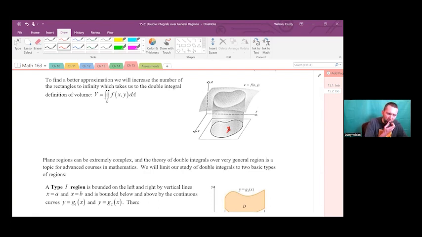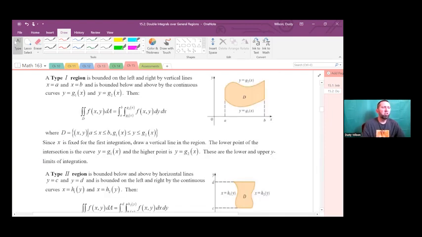Plane regions can be extremely complex. Let me make sure you're understanding what it's saying. A plane region would be the funky shape that's the base. So plane regions can be extremely complex, and the theory of double integrals over very general regions is a topic for an advanced course in mathematics. We're going to limit our study of double integrals to two basic types of regions.